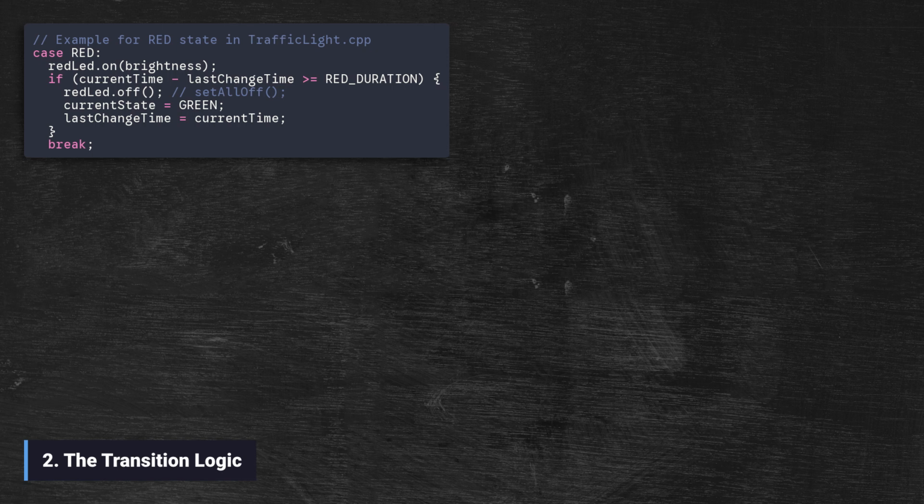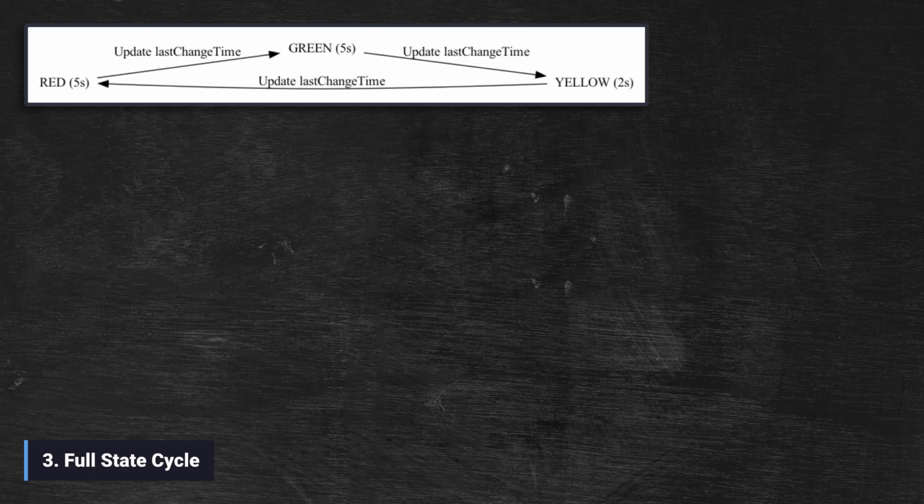First, turn off the current LED. Second, switch the state variable to the next color. And third, update last change time to the current time. The same logic applies to all states. When green finishes, it switches to yellow. When yellow finishes, it loops back to red.